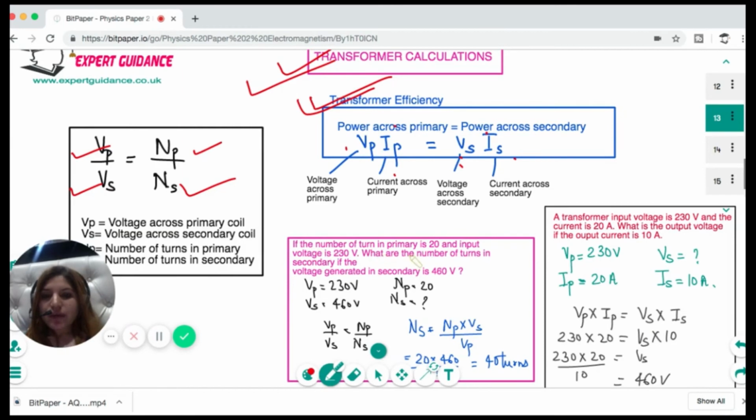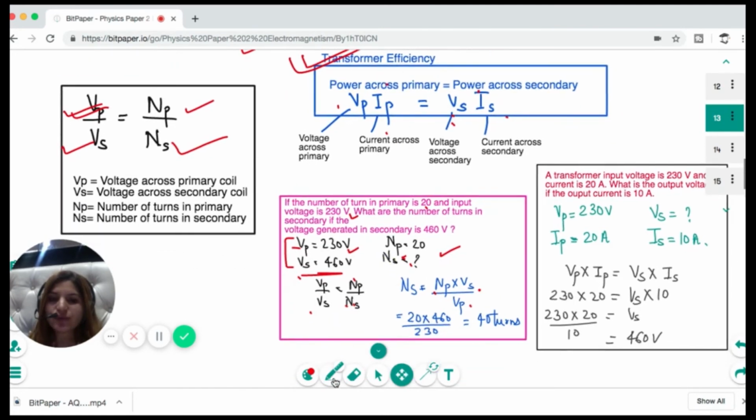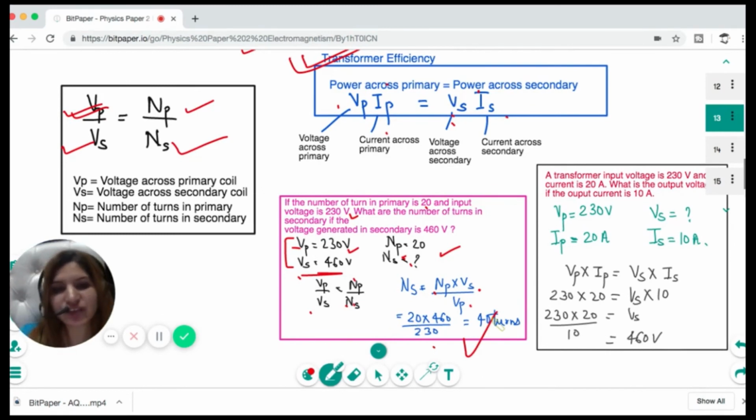If the number of turns in primary is 20, that is NP is 20, and input voltage is 230, that is VP is 230, what is the number of turns in secondary, that is NS, that you need to calculate when the voltage in secondary is 460 volts. So we'll write this down and use this expression: VP over VS is NP over NS. So NS would be NP times VS over VP. So that is 20 times 460 divided by 230. It means there are 40 turns in the secondary coil.